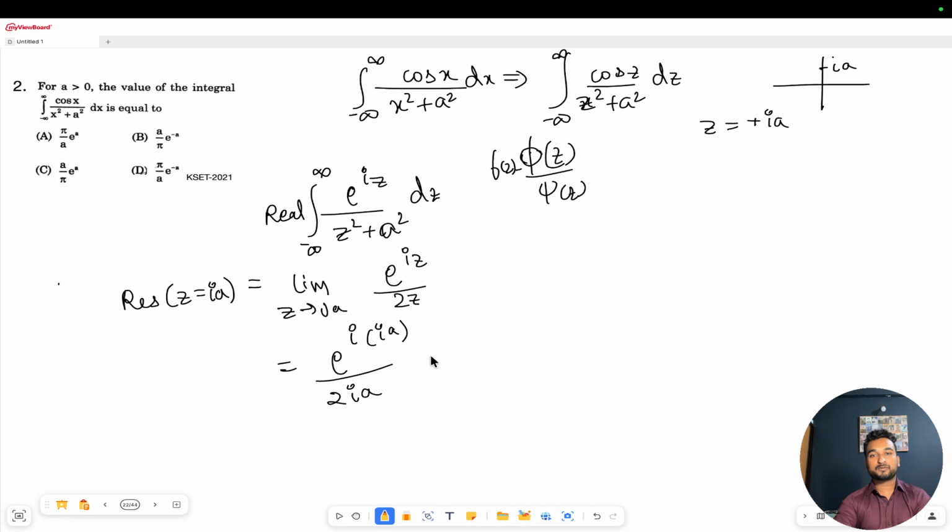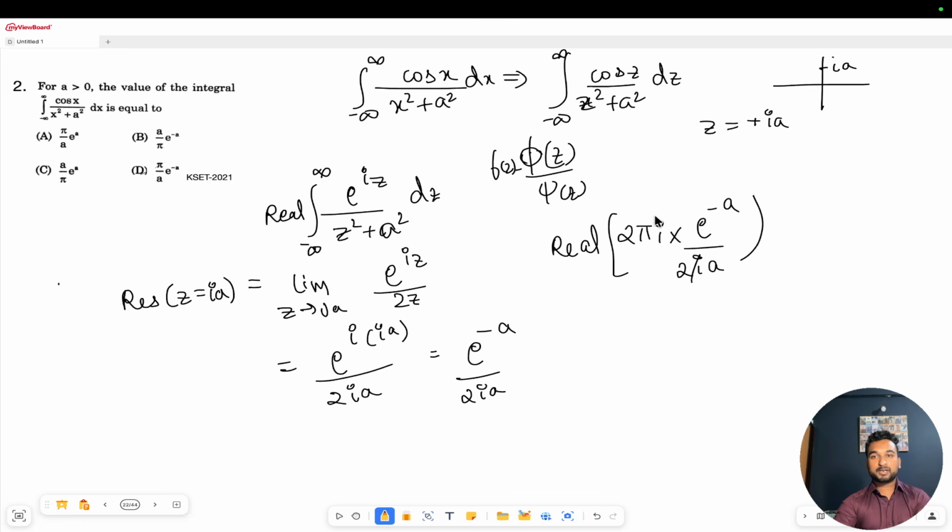Okay, so this is the residue. What you will get? E to the power minus a upon 2 iota a. So the integration will be the real part, and this value will be 2 pi i into the sum of residues. Only one residue is there, e to the power minus iota a upon 2 iota a. Iota iota cancels out, 2 cancels out. Since everything is real only, you will get pi into e to the power minus a upon a.